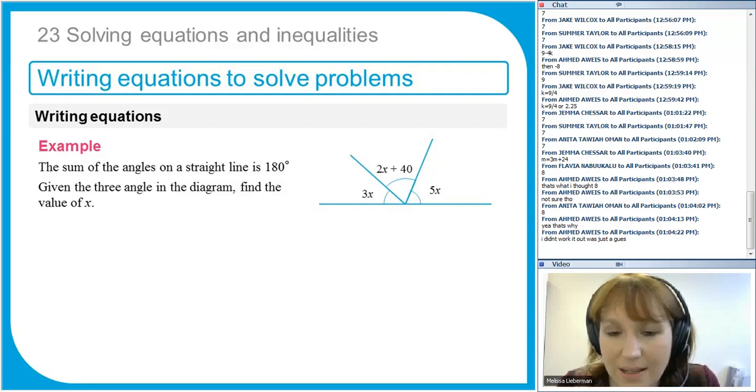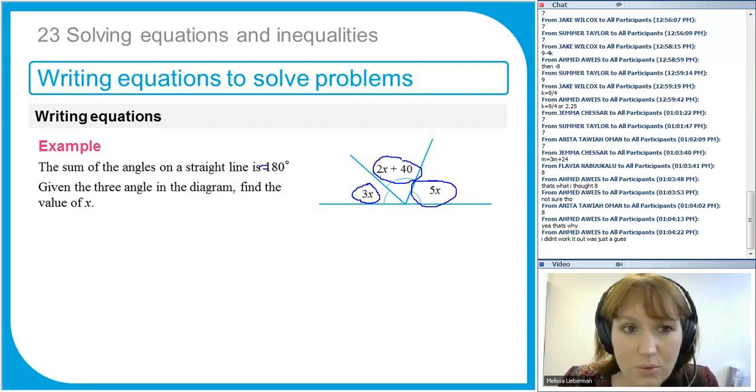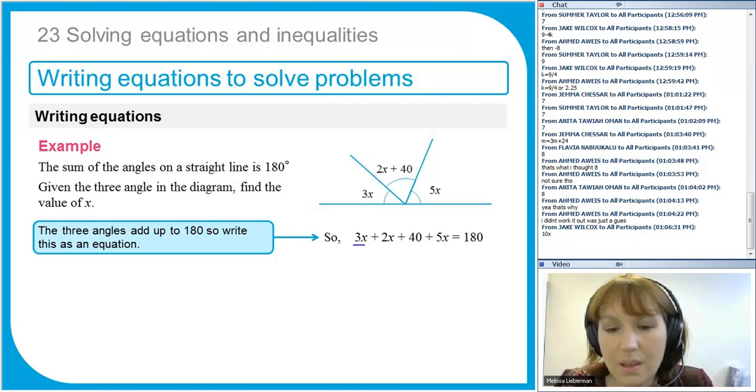We say 3x, this angle, plus 2x plus 40 plus 5x equals 180. And that's our equation. Then we just solve it in the normal way. Everyone happy with that? The next thing that we need to do is collect together like terms. So we're going to collect together all of the x's. So if we've got 3x plus 2x plus 5x, 3 plus 2 is 5, and another 5 is 10x. Thank you, Jake. That is correct.